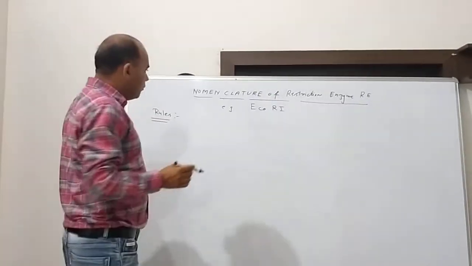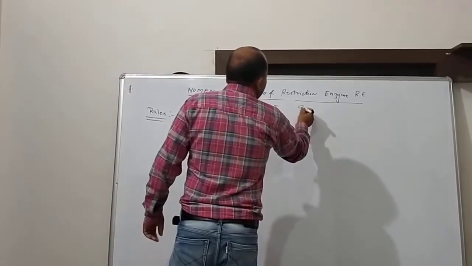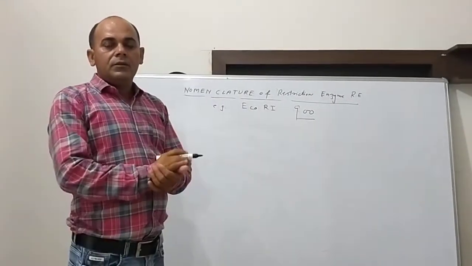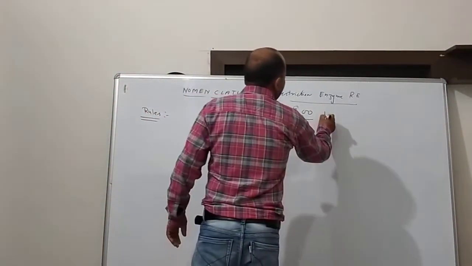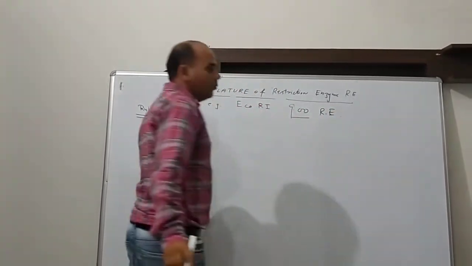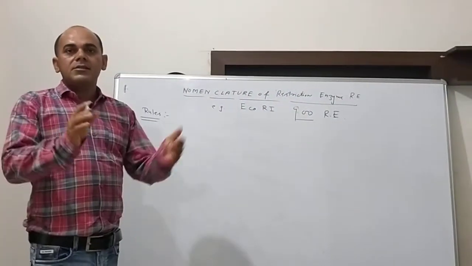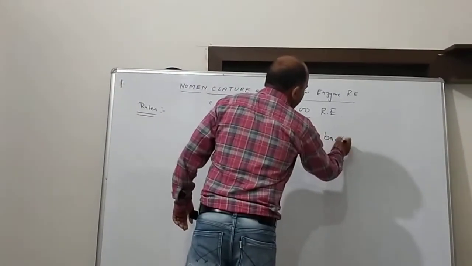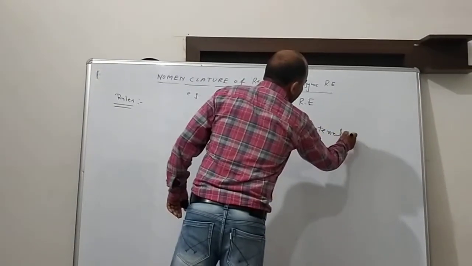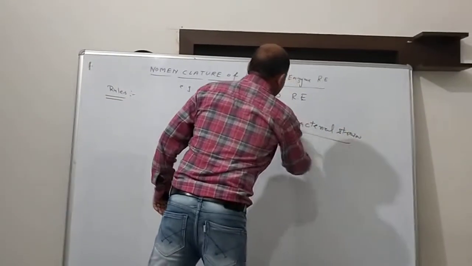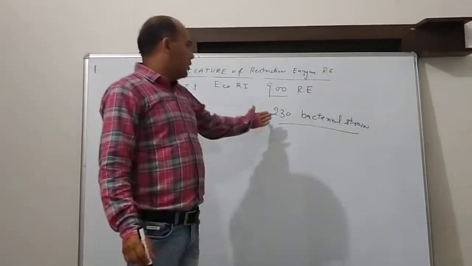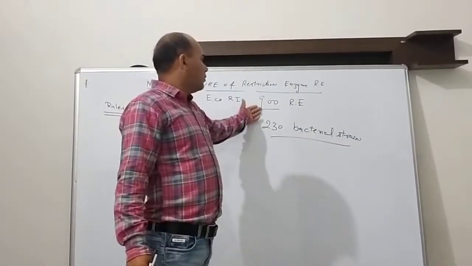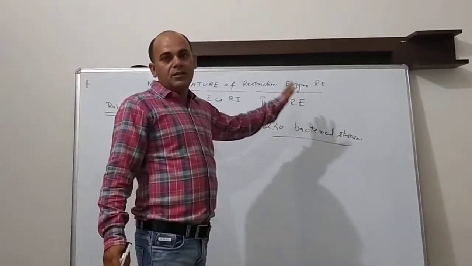Near about more than 900 REs have been discovered till date from more than 230 bacterial strains. Very important question: different kinds of bacterial strains are used, about more than 200, near about 230 bacterial strains. Then what is the total figure? More than 900 REs are discovered to date.